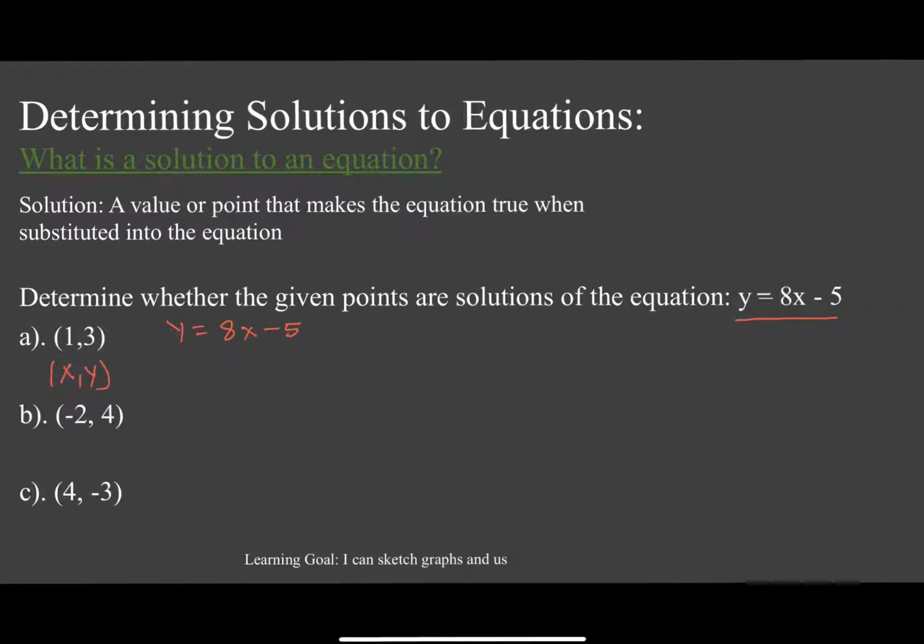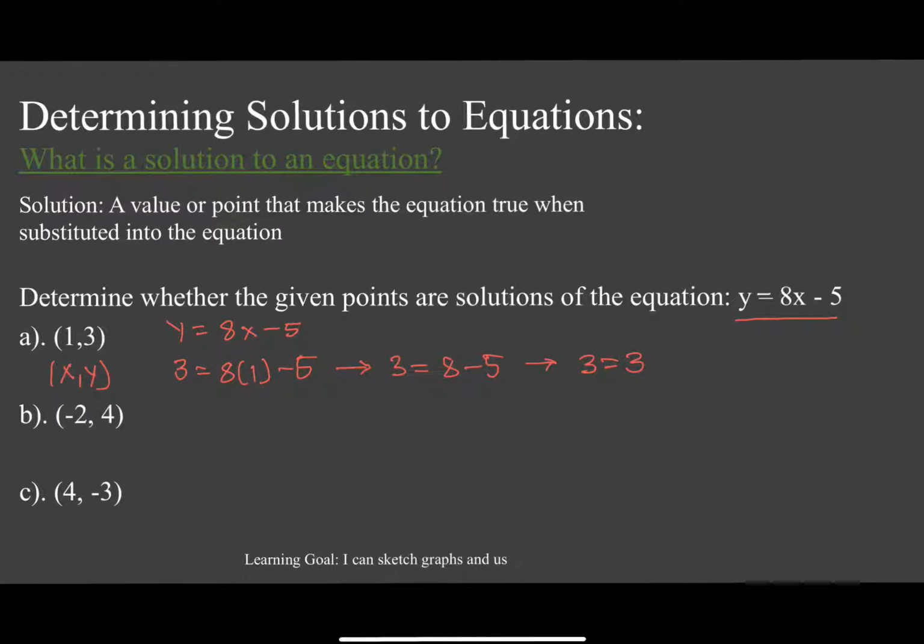So we're going to go ahead and substitute these x and y values into our equation. So instead of y is equal to 8x minus 5, we're going to have 3 is equal to 8 times 1 minus 5. And if we go one extra step and simplify this a bit, we know 8 times 1 is just 8, minus 5. And we end up with 3 is equal to 3.